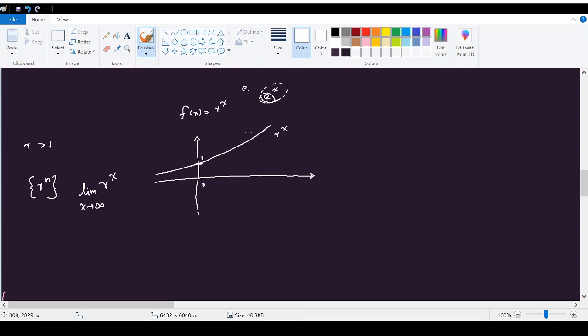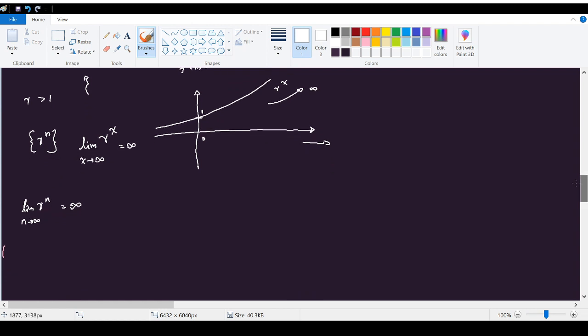So you can see that when r is greater than 1, the function will go to infinity when x takes very large values. In other words, the limit of this function will be equal to infinity. So from that theorem we can say the limit of our sequence will also be equal to infinity when r is greater than 1. Okay, and then how about the other case?